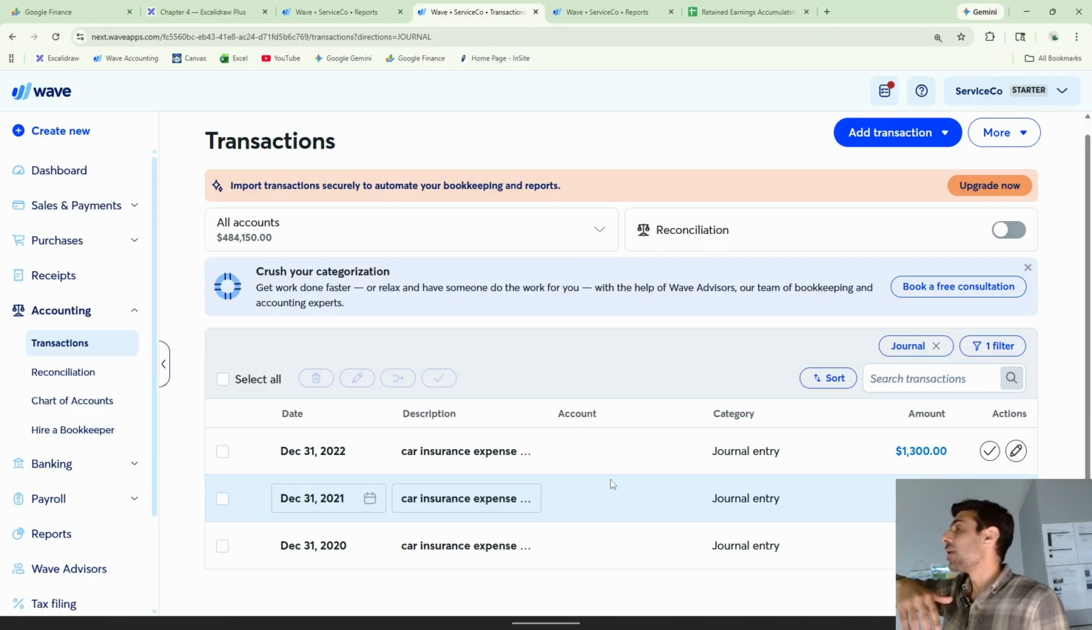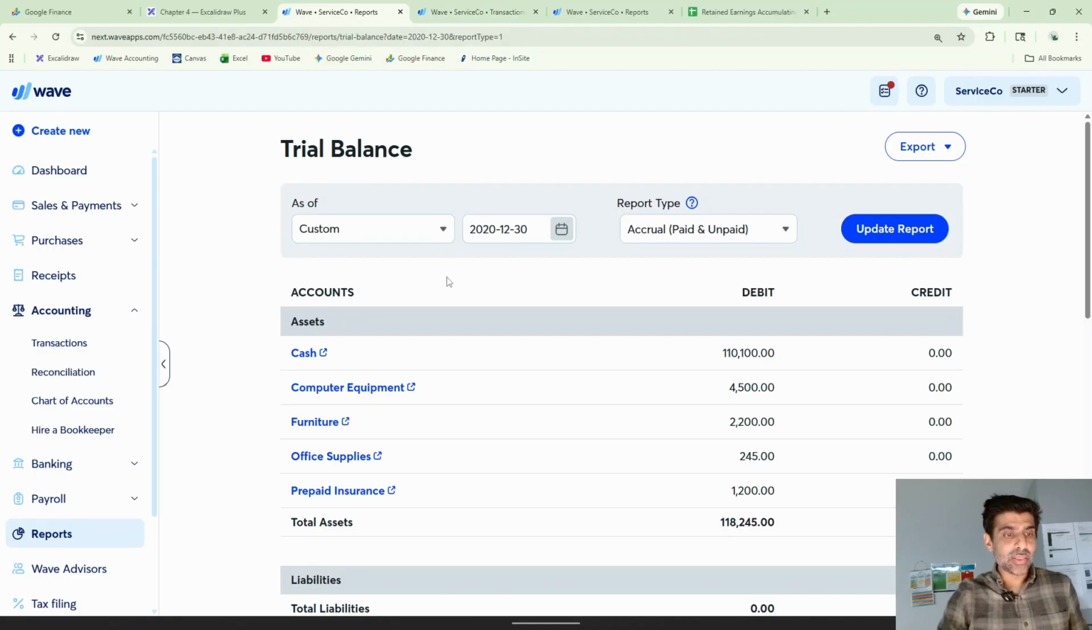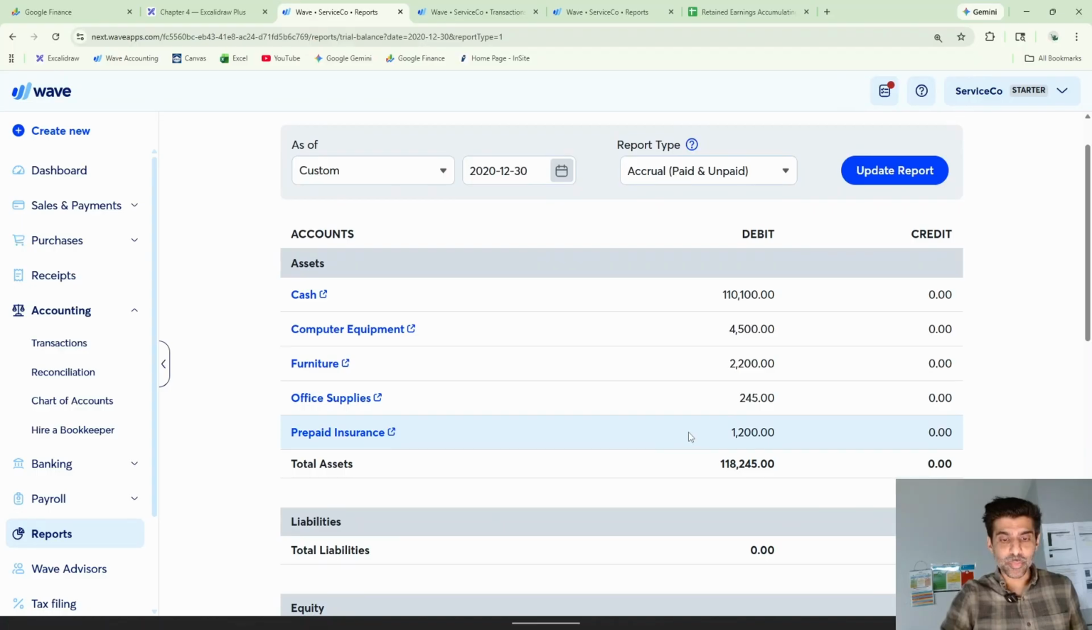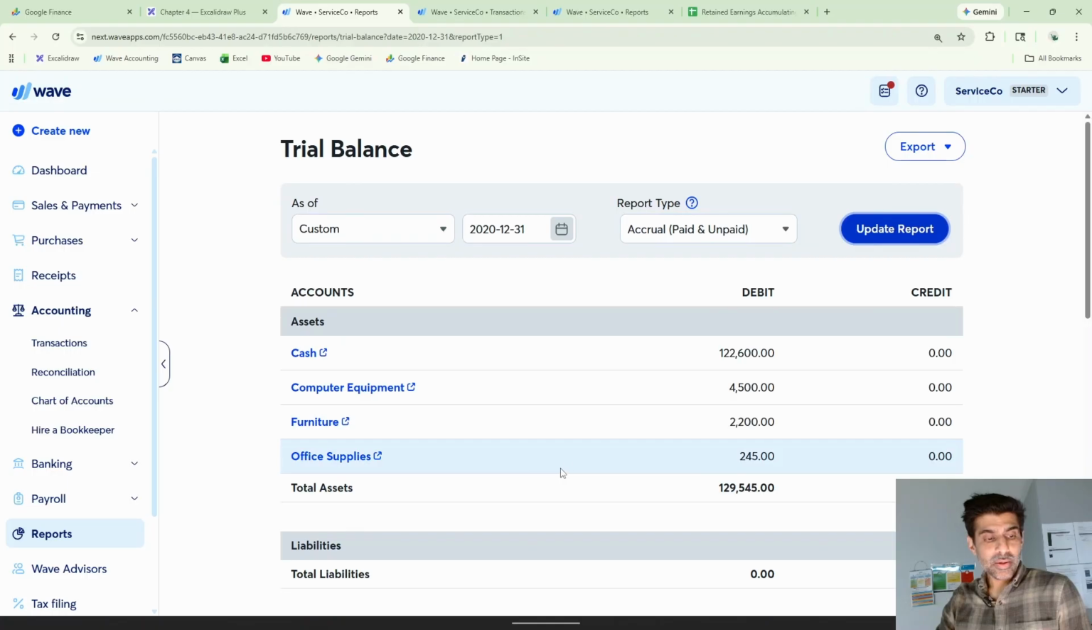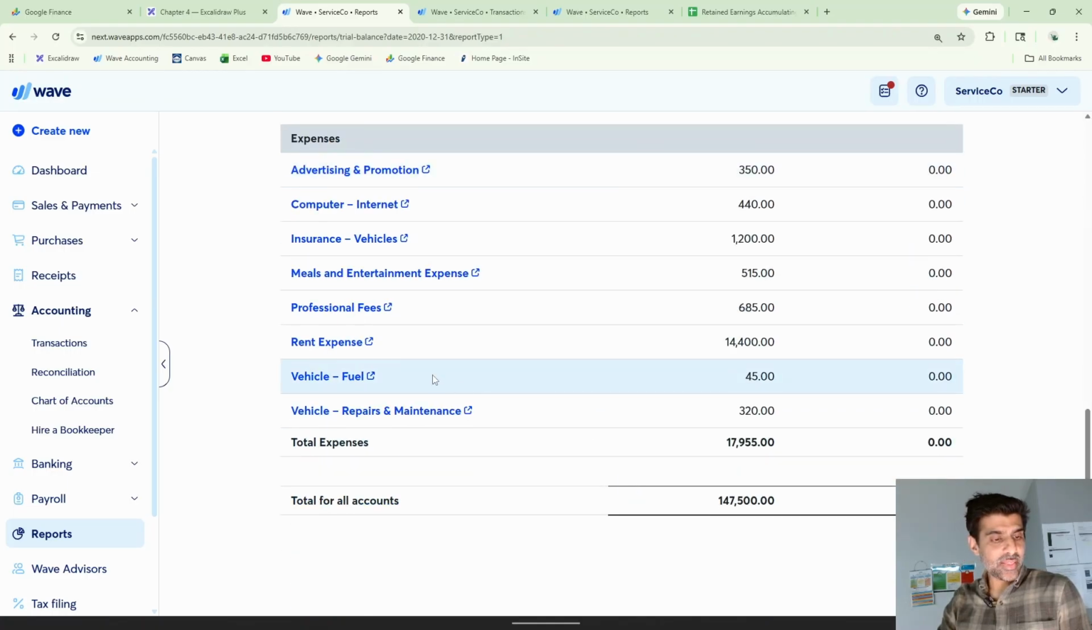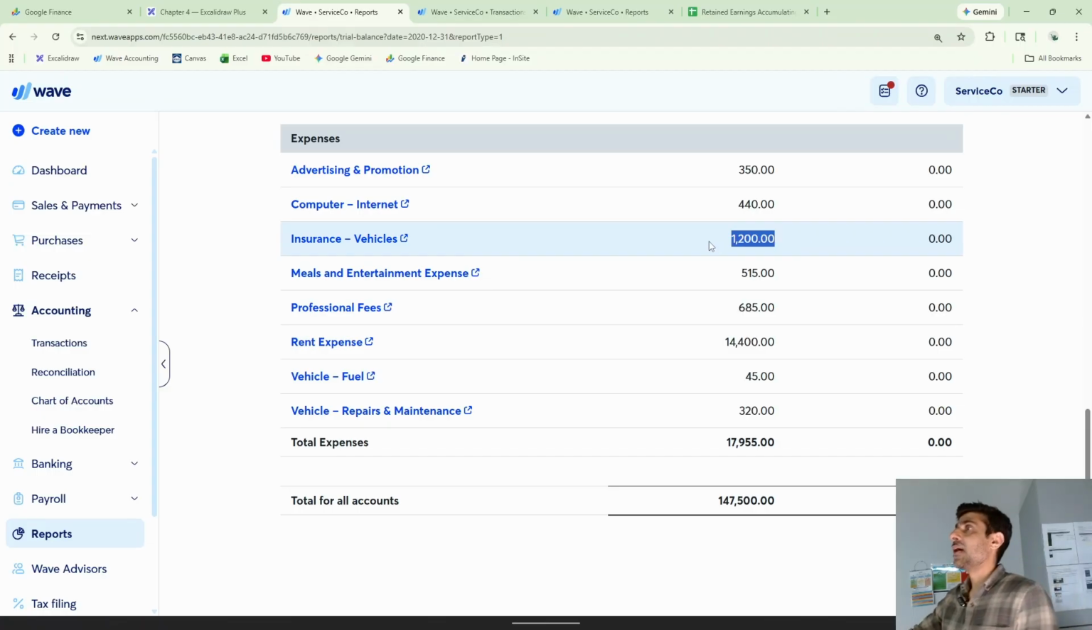Because if I paid car insurance on January 1st, at the end of the year, I've used it up. So I need to expense it, right? So these are all dated as of December 31st. So if I look at the trial balance as of one day before the end of the year, you can see I have this prepaid insurance asset, right? Now, if I just go one day forward, that's going to go away. And you're going to see that I have this insurance expense, $1,200, because of that adjusting entry I did, right?